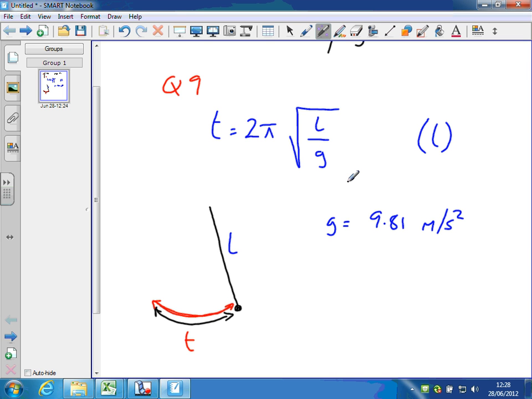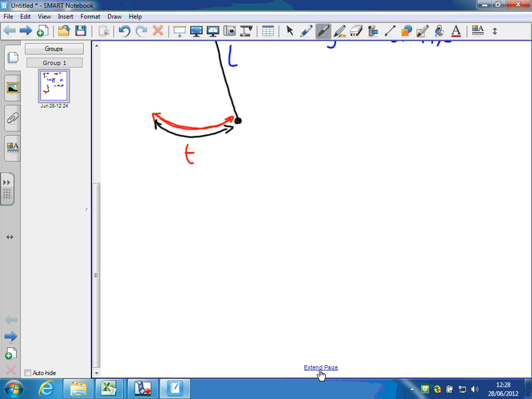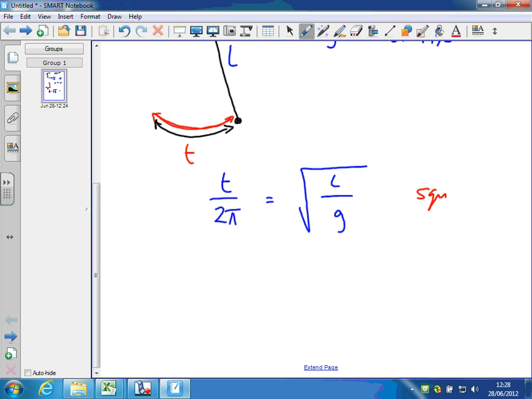So the first thing to get rid of is the 2 pi. Divide both sides by 2 pi to get rid of the 2 pi on the right hand side, and then we get T over 2 pi equals root L over G. And now, because the length is inside a root, square both sides, to get rid of that square root symbol. So see if you can carry on from there and work out the solution. I'm sure you can get the answer that's in the textbook there.